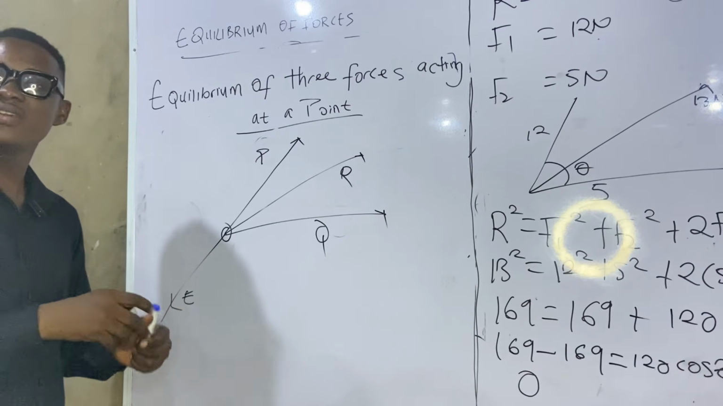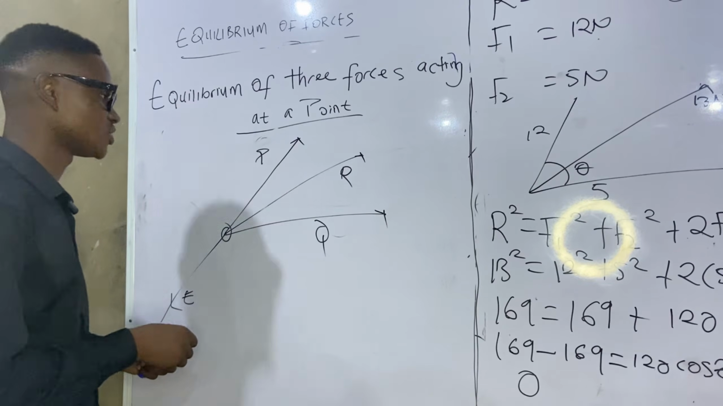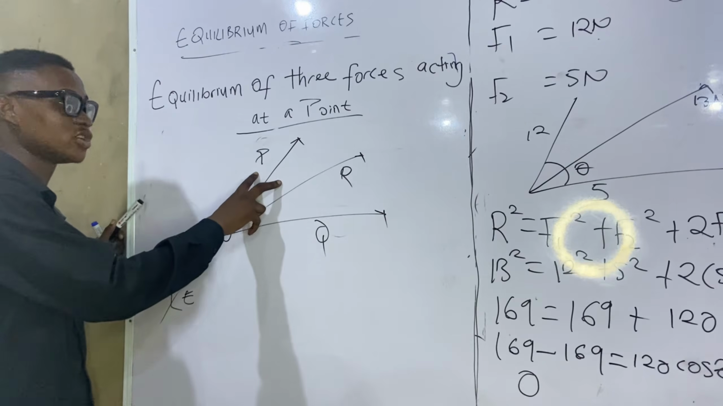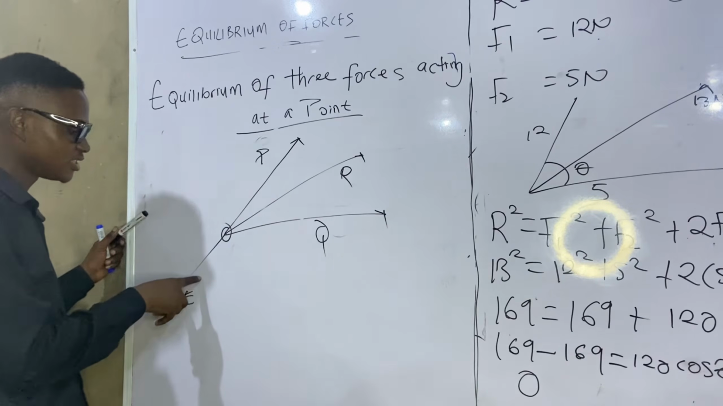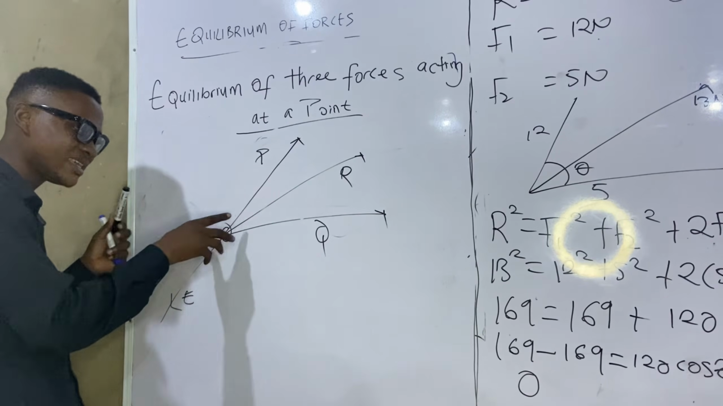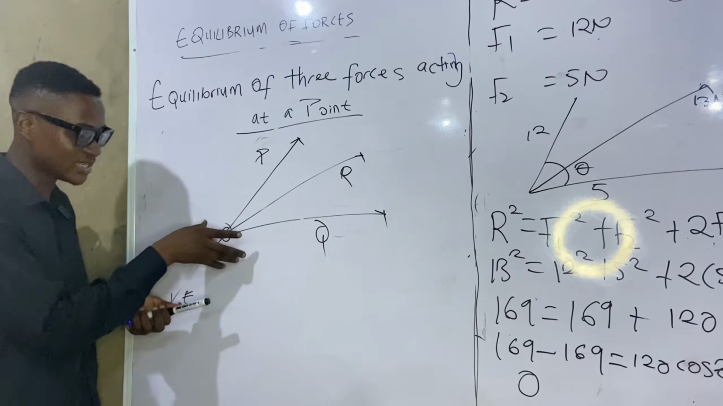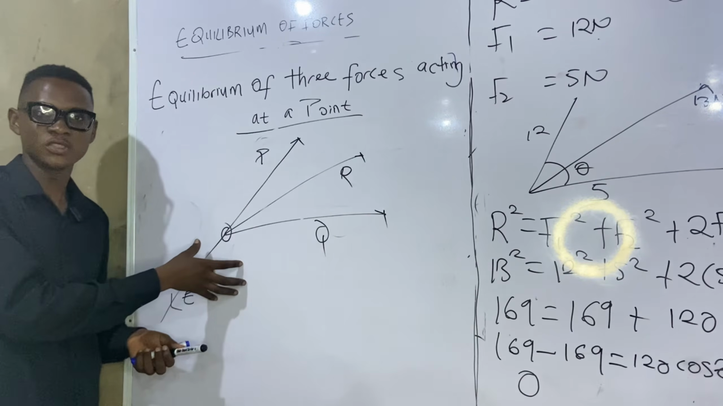And we have three major forces acting on this point. The first force is the force P. The second is the force Q. While the third one is the force E. This equilibrant is balancing P and Q, making this body, let's assume the body is here, making this body or this point to be in equilibrium. Do you understand?